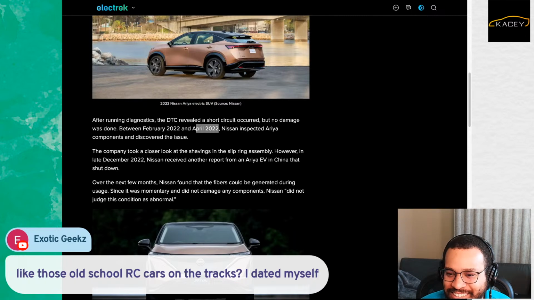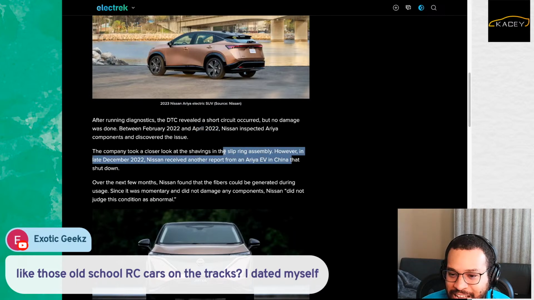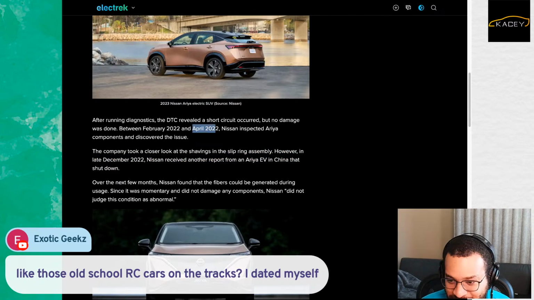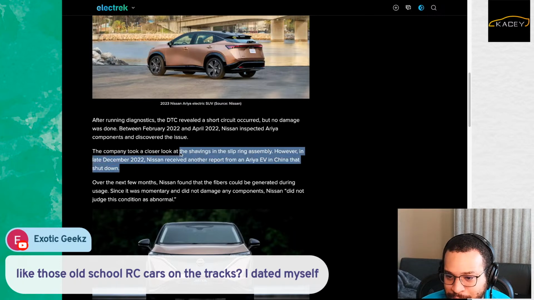Let's see. The company took a closer look at the shavings in the slip ring assembly. However, in late December of '22, oh wait, that's last year. So this is last year, April. Not this year, April. We're in almost 2024, so almost 2 years later. The company took a closer look at the shavings in the slip ring assembly. However, in late December, Nissan received another report from an Ariya EV in China that had shut down.